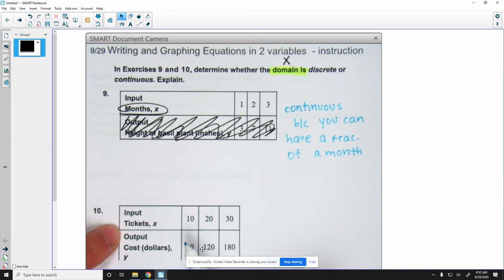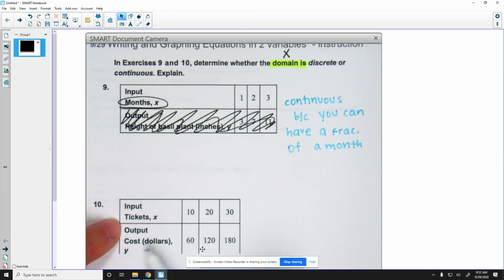All right, so let's try this one then. Okay, I'm comparing tickets with dollars, cost.